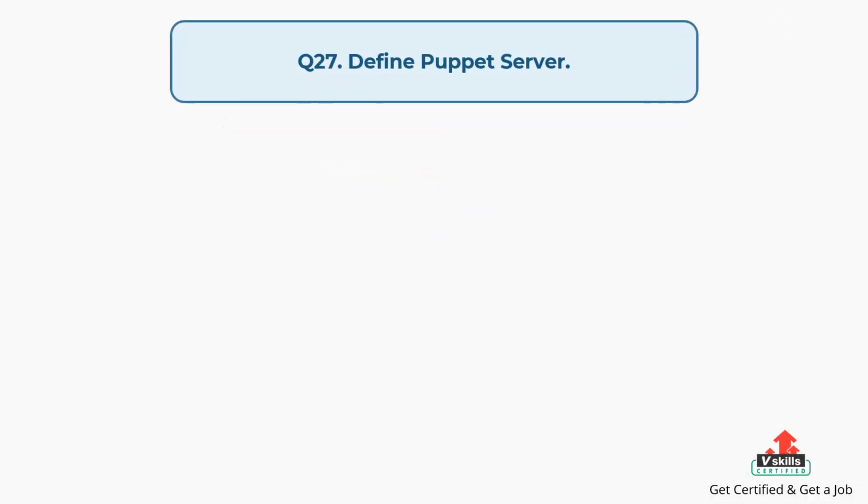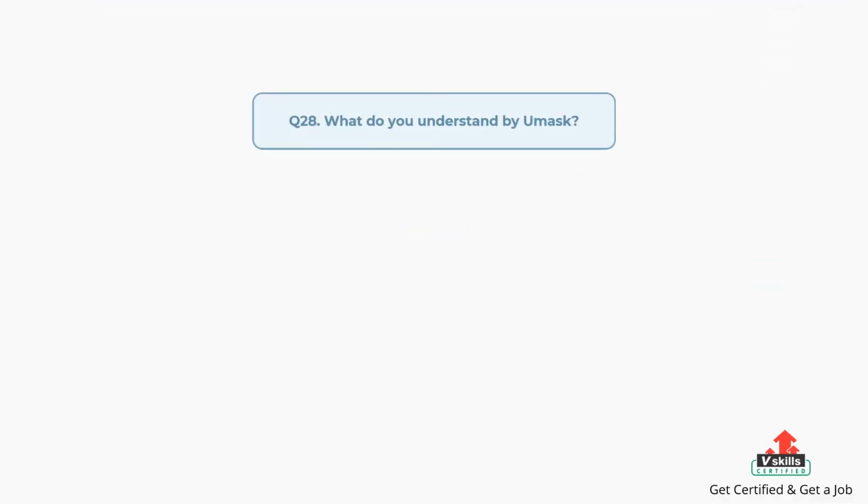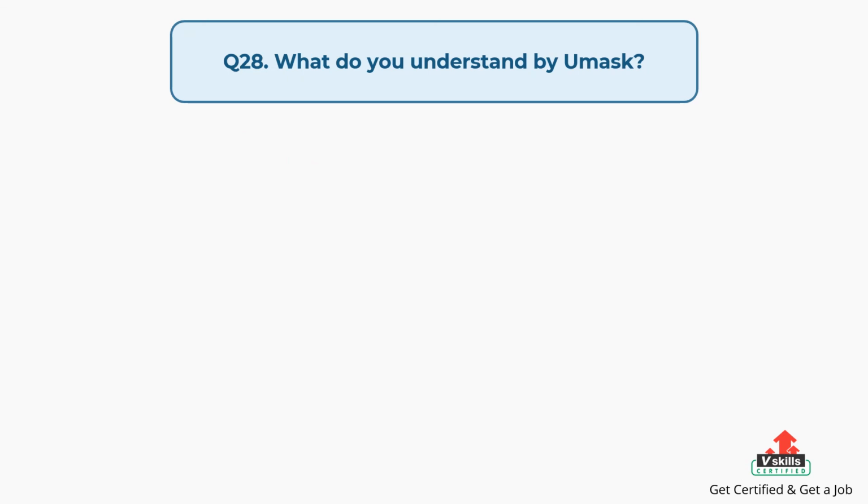Question number 27, define Puppet server. The answer is: Puppet is one of the open source and enterprise software used for configuration management tool in Unix-like operating systems. Puppet is primarily an IT automation software used to push configuration to its clients, Puppet agents, using code. Such that the Puppet code do a variety of tasks from installing new software, to check file permissions, or updating user accounts etc.